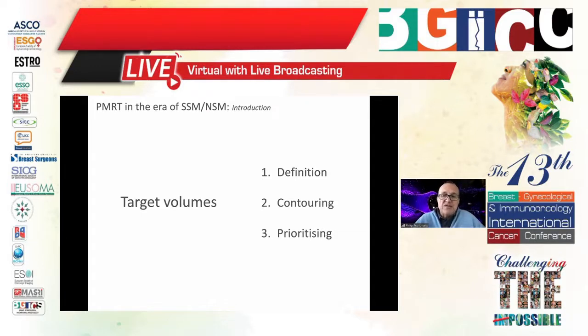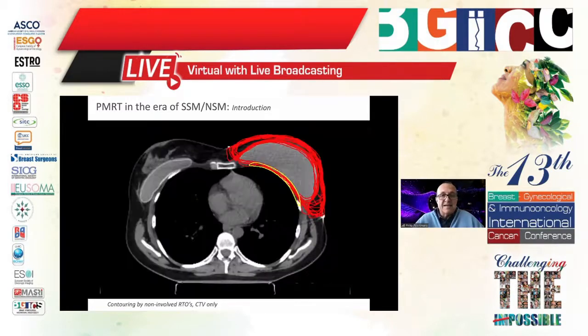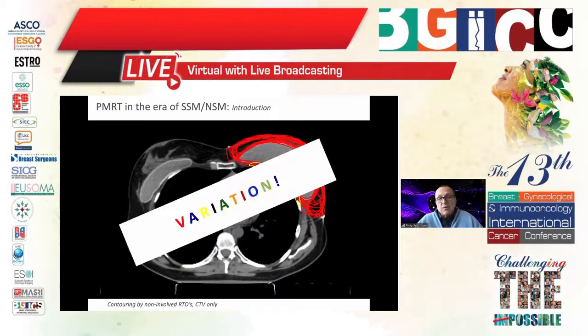Target volumes, the definition of contouring and prioritizing is of tremendous importance. It's much more important than the tools that you have, than the techniques. This is contouring in the preparatory work of the ESTRO guidelines that you, without any doubt, know. These are radiation oncologists, CTV, non-involved radiation oncologists. So those were not initially involved in the project, so my contour is not in here. So there is quite some variation. However, the variation was less than we expected.